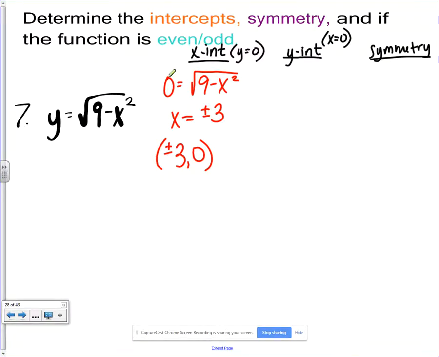If I'm going to find my y-intercept, it looks like that. So what is this going to give me? Okay. Got my intercepts. Let's go to x-axis symmetry.